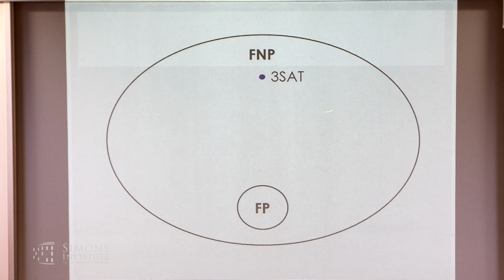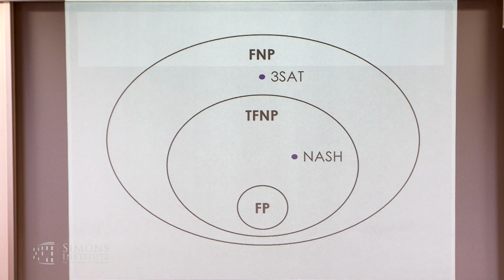Basically, we have our usual classes NP and P for decision problems. Similarly, when we want to compute functions, when given a game we want to compute its equilibrium, we're talking about functional NP and functional P, FNP and FP. In FNP, we have complete problems like, given a 3-SAT formula, finding a satisfying assignment, if one exists. In FP, we have all the functions that are computable in polynomial time. And in between NP and FP, we have this class TFNP, which is a class of NP problems where solutions are always guaranteed to exist.